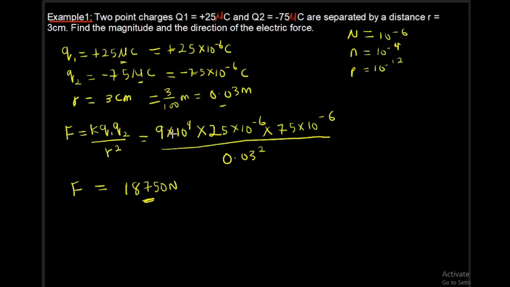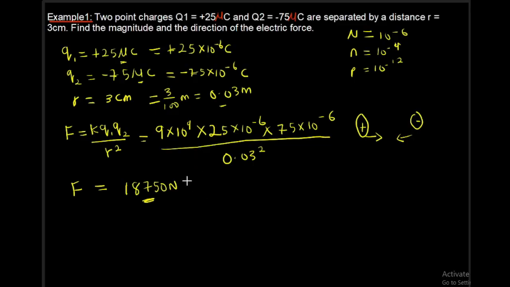Now the direction. We need to find the magnitude and direction of the electric force. To get the direction, we now use our signs, positive and negative here. If we have a positive charge and a negative charge, we're going to have a force of attraction. They're going to be moving towards each other according to our law of electrostatics. Unlike charges attract, like charges repel. So this is a positive and a negative charge. We're going to be having a force of attraction towards each other. So this is going to be F equals 18750 Newton.